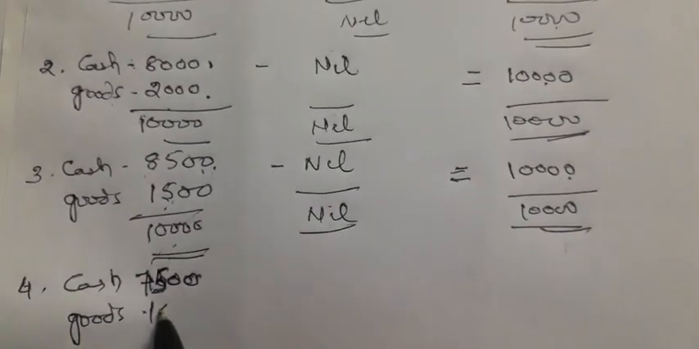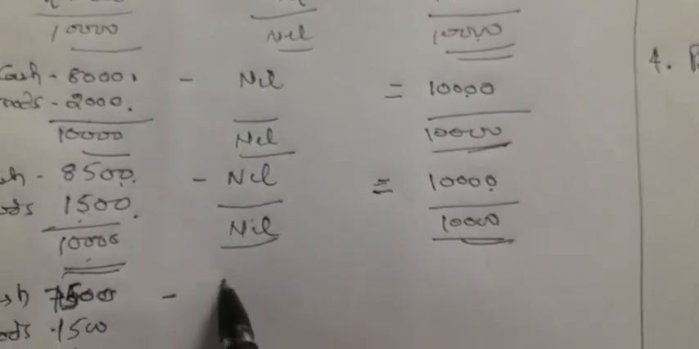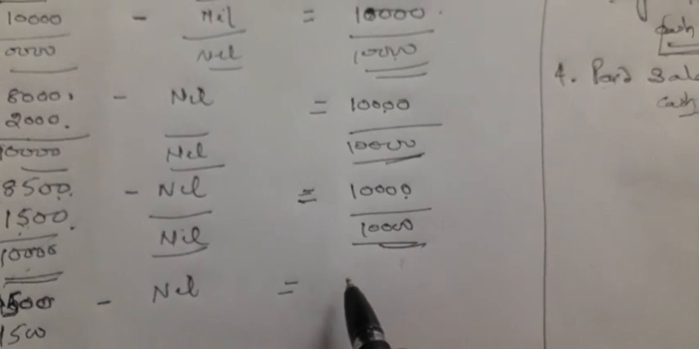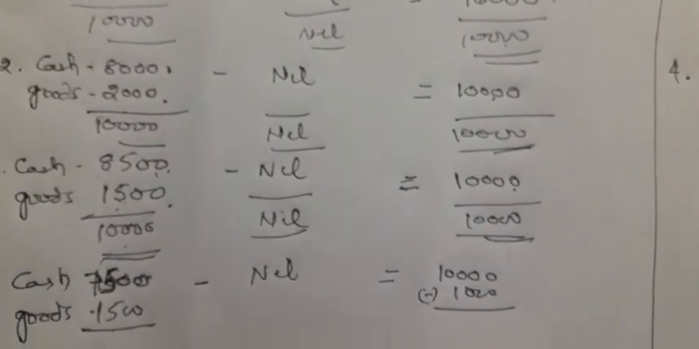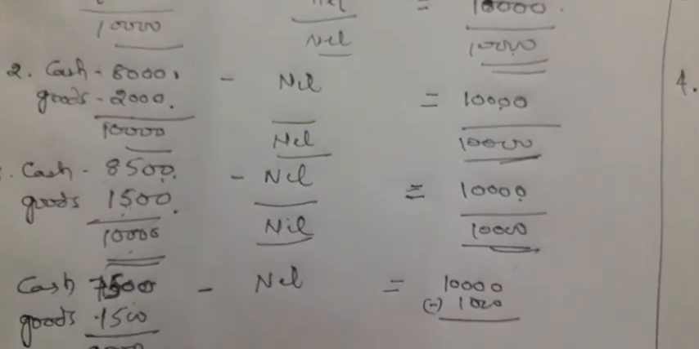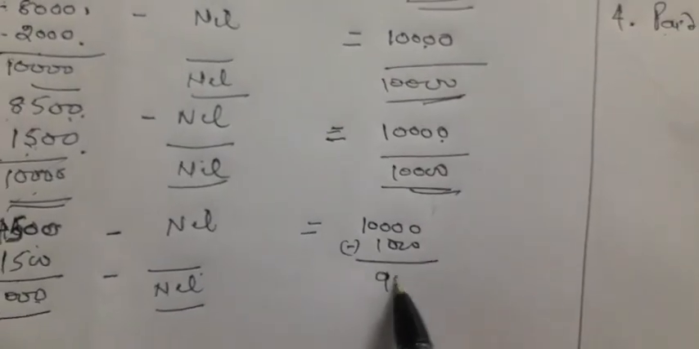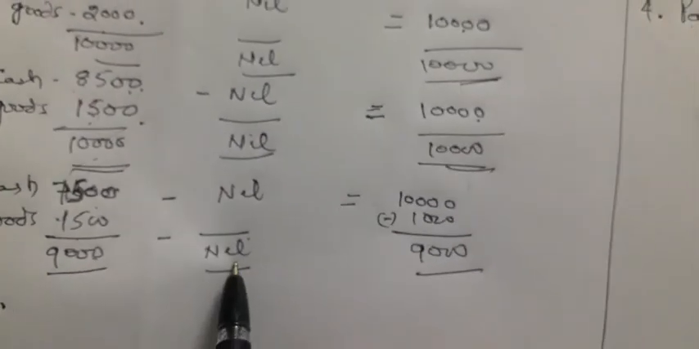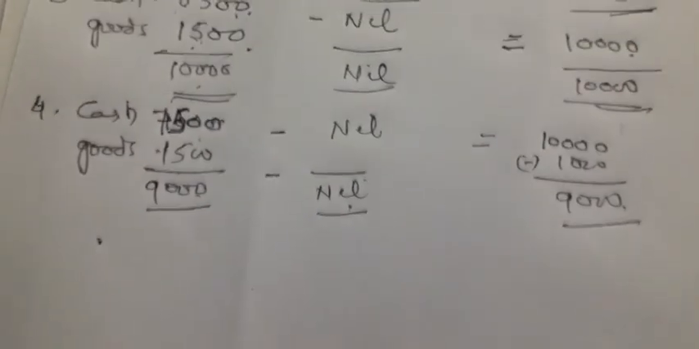There is no change in the goods, because this transaction does not affect the goods. So goods will continue as it is, 1,500. There are no liabilities in this transaction, but the capital will be reduced by 1,000 because we have paid an expense. So total of assets 9,000, no liabilities, and total of capital 9,000. So 9,000 minus nil is equal to 9,000. Left hand side is equal to right hand side. That means we are following the dual aspect concept.